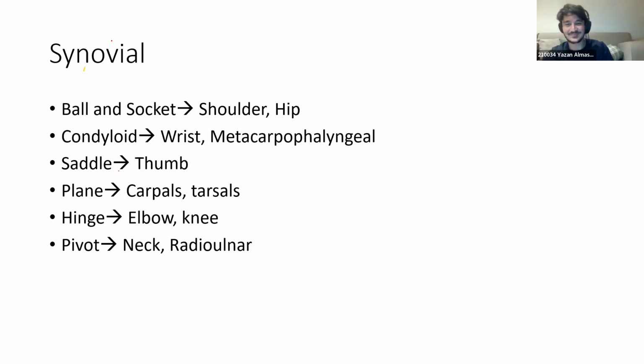Okay. So, since you guys brought it up, I'm going to explain it. The uniaxial, biaxial, and multiaxial. So, uni means what? 1. Bi, 2. Multi, 3 plus. Which one allows for one movement? Hinge.